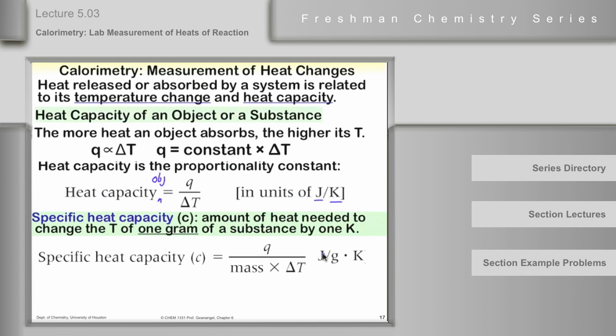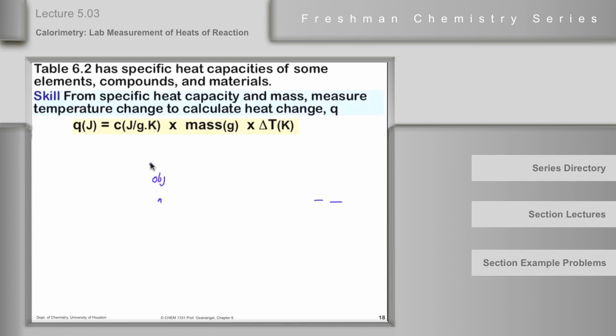A common specific heat capacity that we will encounter very frequently in the next week or two is that of water, 4.184 joules per gram per Kelvin. Worth noting, it'll save you time looking it up. Now, table 6.2 has specific heat capacities of some elements, compounds, and materials, so if you need to look one up for your homework, that's where to go. There are also more of them back in one of the big appendices in the back of your book.